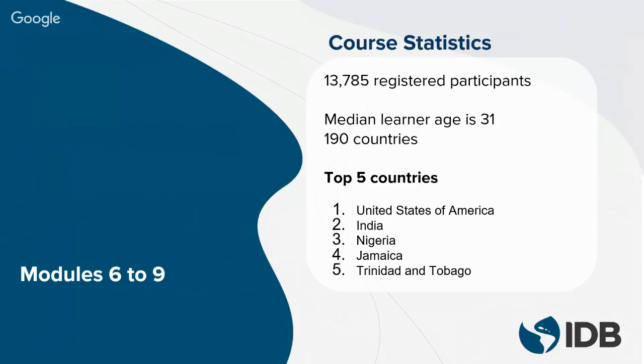We have a lot of participants in the course. Right now, we're counting 13,785 registered participants. The median learner age is 31 years, and we have participants from 190 countries. Wow, that is amazing. The top 5 countries are the United States of America, number 2, India, Nigeria, and I'm really happy to see that Jamaica is still in the top 5, number 4, Jamaica, and number 5, Trinidad and Tobago.